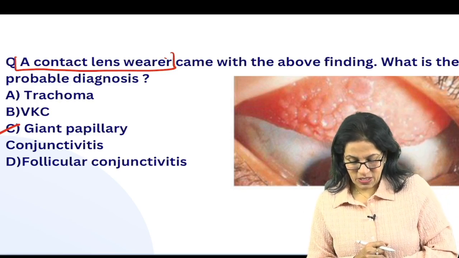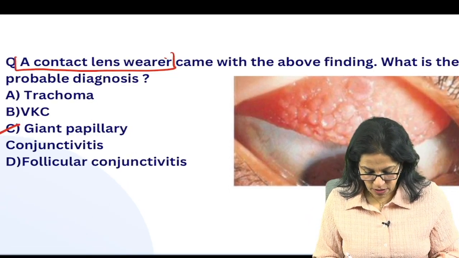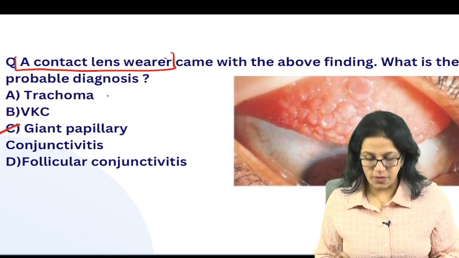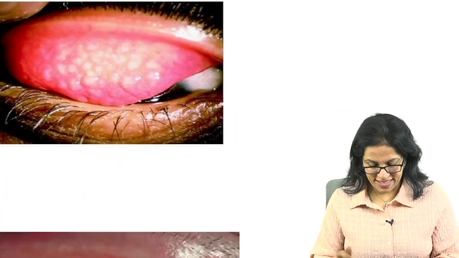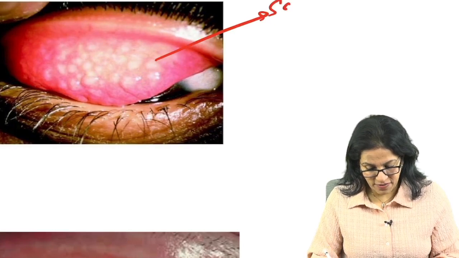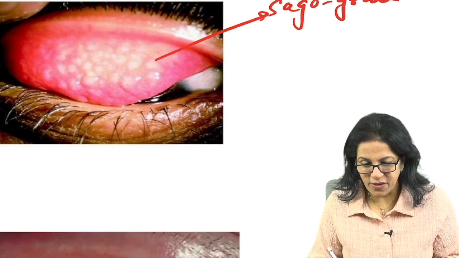Right. So what are the other pictures we are looking at? How will trachoma look? How will vernal keratoconjunctivitis look? So we all know this. Let's have a look. These are the sago grain follicles of trachoma. We all know this, sago grain follicles of trachoma.